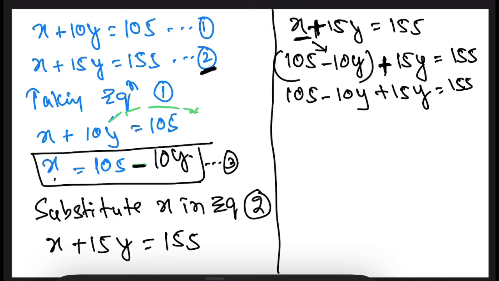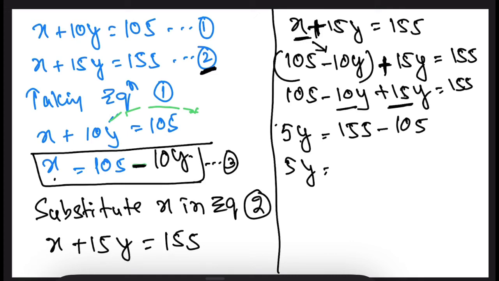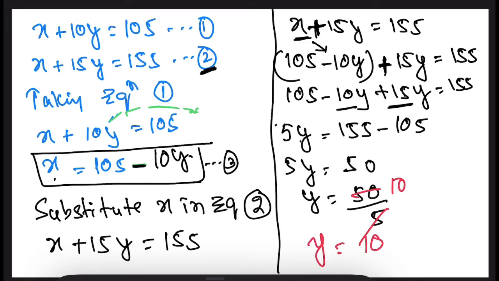Now minus 10y and 15y are like terms. So 15 minus 10 is 5y. 5y equals, this positive is bigger, therefore the positive sign has come. 5y equals 155 minus 105. Now 5 minus 5 is 0 and this is 50. So y equals 50 upon 5. So by cancelling, 10 came. What is the value of y? 10. That means he will charge 10 rupees per kilometer.